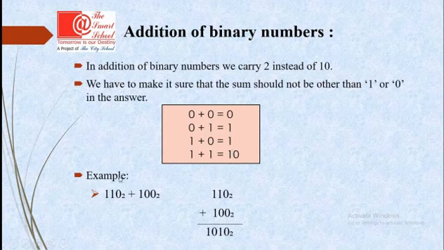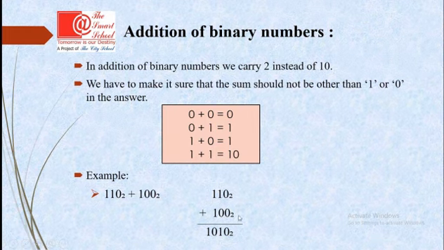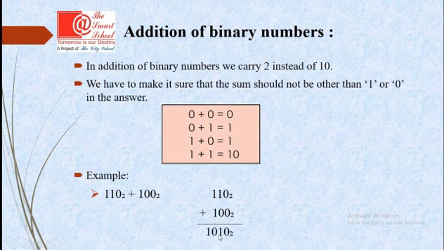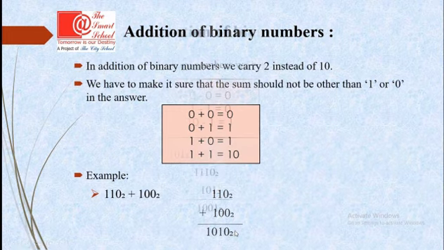Now the example is 110 base 2 plus 100 base 2. Arrange these in vertical order. 0 plus 0 is 0, 1 plus 0 is 1, and 1 plus 1 is 10. So the answer is 1010 base 2.